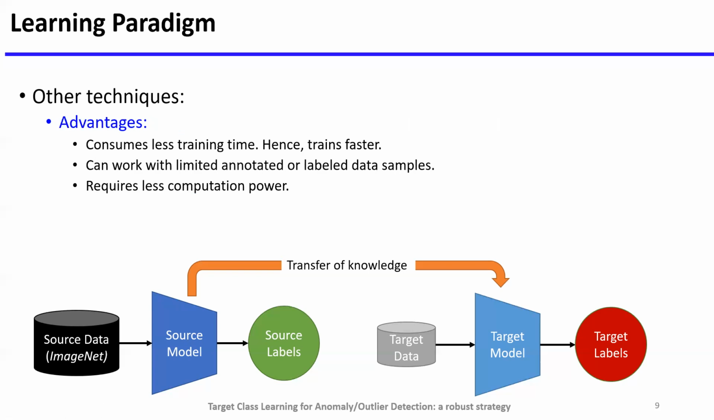It has very obvious advantages: we are saving our time, and it may facilitate faster training because in transfer learning approaches, we are not learning from scratch. It can also work with limited annotated or labeled data. And it is also verified that these transfer learning models have lower computation power requirements as compared to typical deep learning models.